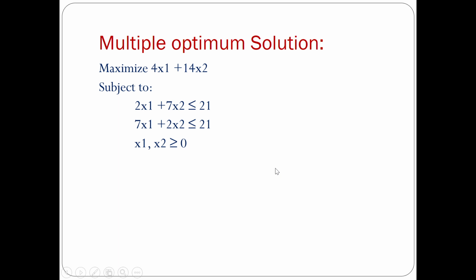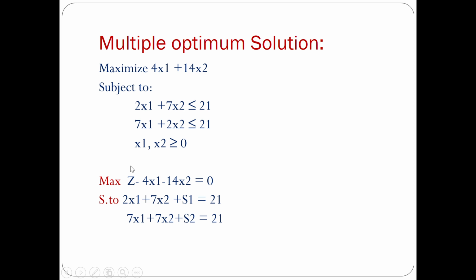We can directly convert this into standard form just by adding the slack variables like this. So the Z function row is modified like this: Z - 4x1 - 14x2 is equal to 0. And the constraint equations are added with the slack variables so that this less than or equal to symbol will be converted into an equal to symbol. And we have a non-negativity constraint, and the initial basic feasible solution is all the decision variables are 0 and S1 is 21, S2 is also 21. This is our initial basic feasible solution.